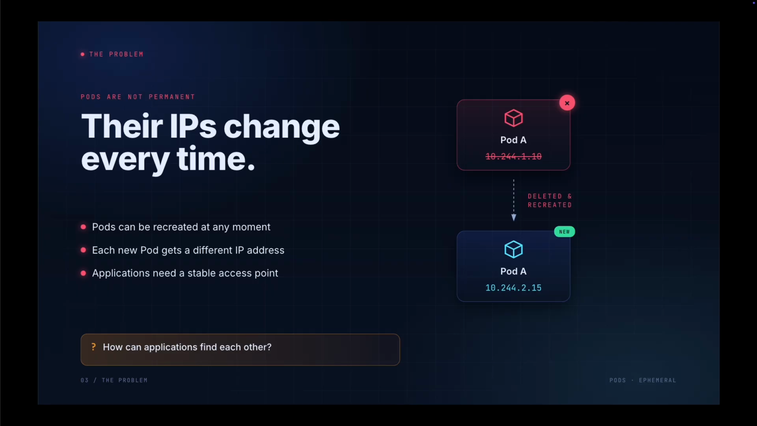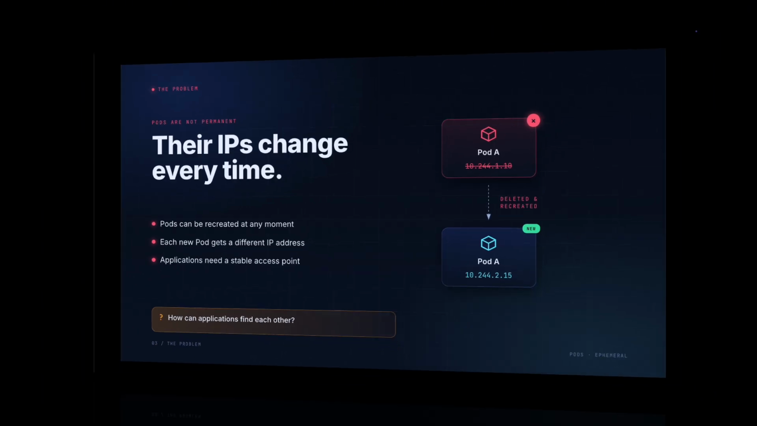In this example, pod A had the IP address 10.244.1.10. After being recreated, the new pod receives a completely different IP address, 10.244.2.15. The application is still running, but the network address has changed. Now, imagine another application was trying to connect directly to that pod. As soon as the IP changes, that connection breaks. Applications need a stable way to find and communicate with each other, and that's exactly the problem Kubernetes services solve.